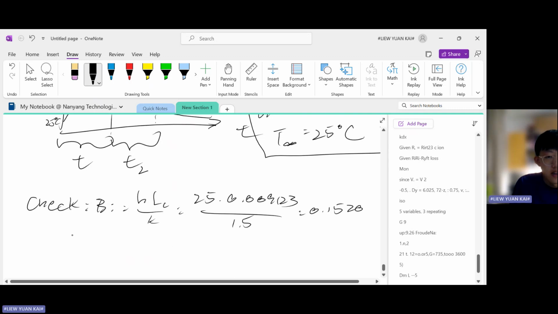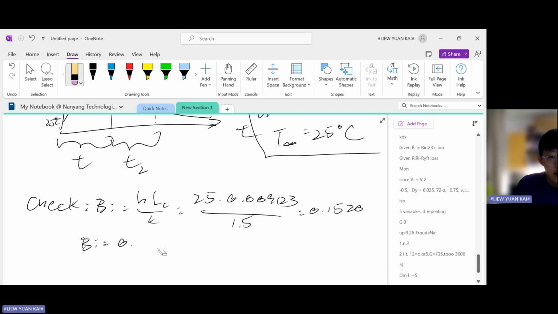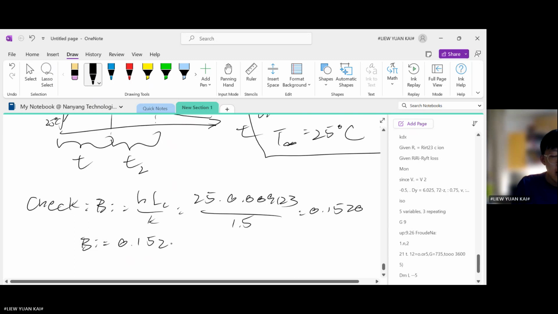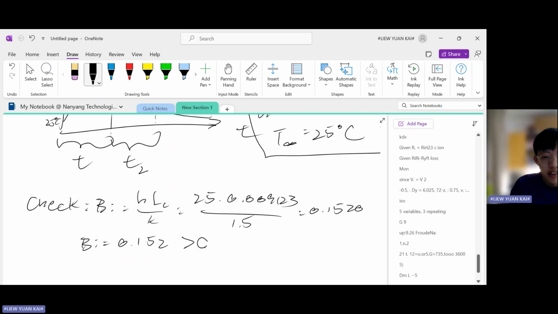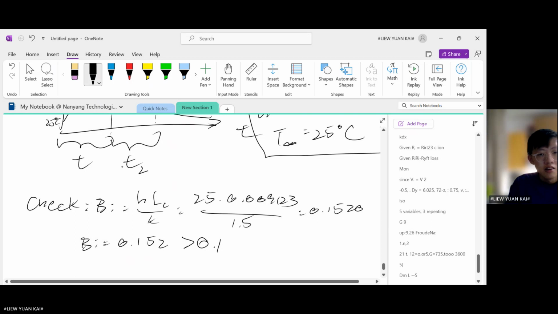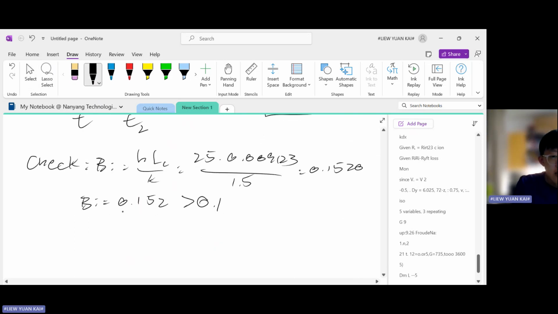Now take a look at this. Your Biot number is now 0.152. Okay, ask yourself, is this less than 0.1? And the answer is no. It is not less than 0.1. It is in fact greater than 0.1. But the thing is, you see, this is 0.15. This is 0.1. We are so close to becoming 0.1 actually.